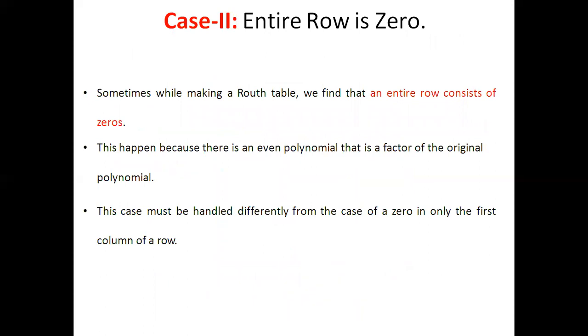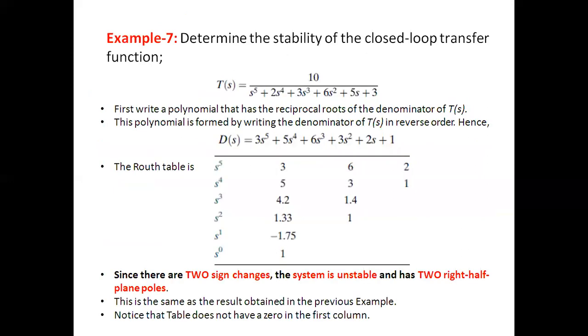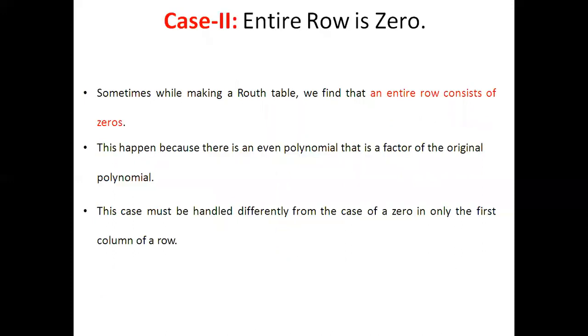Another case is when the entire row is zero. Sometimes while making a Routh table, we will find that an entire row consists of zeros. First we have seen that the entire row is not zero, only the first column element of that particular row is zero. We can replace the zero by epsilon, which is a very, very small positive number, or otherwise, in order to avoid the computation, we can take the reciprocal roots of that denominator. Another case is when the entire row is zero.